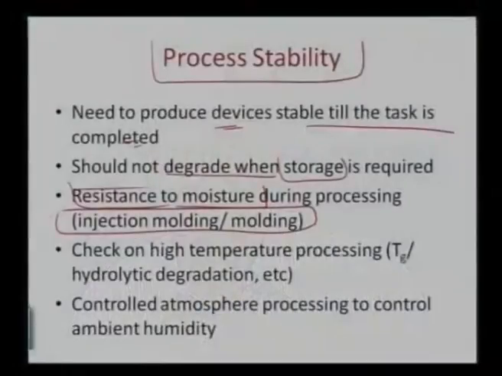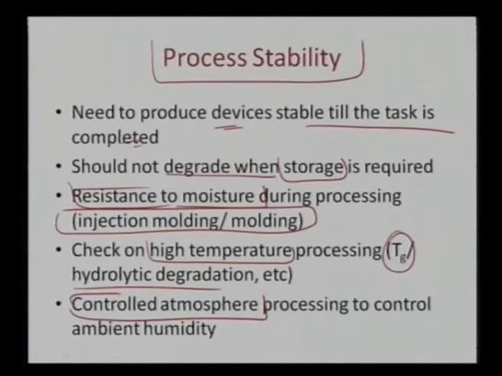So they need to be controlled, they should be processed in a controlled atmosphere, or they should be resistant to moisture during the processing. So we should keep a check on the temperature as well as the glass transition temperature, or the hydrolytic degradation when the processing is occurring, and we should do the processing in a controlled atmosphere. The ambient humidity should be controlled as well.